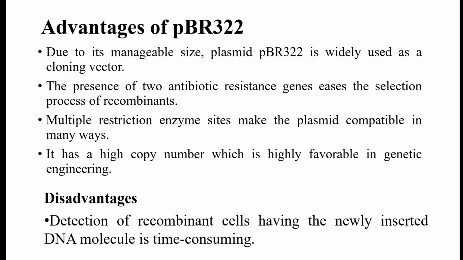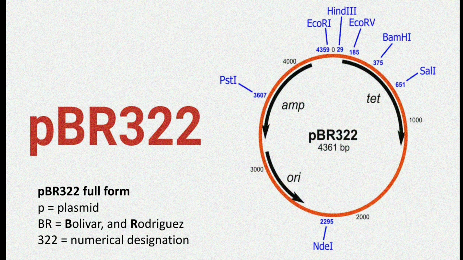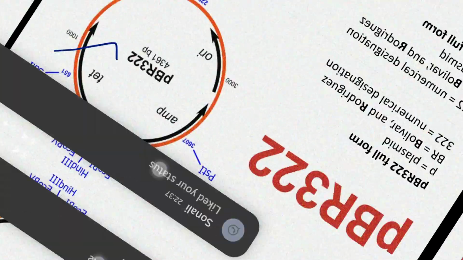So it is all about pBR 322. It is an example of a plasmid vector. This is the structure of pBR 322, or plasmid BR 322.